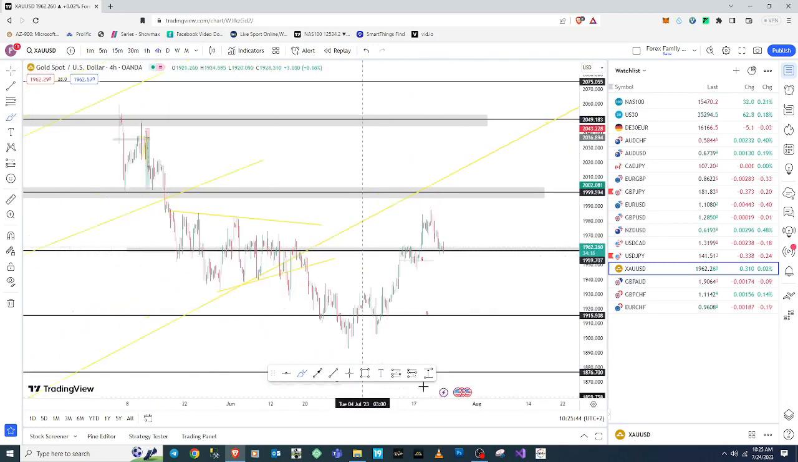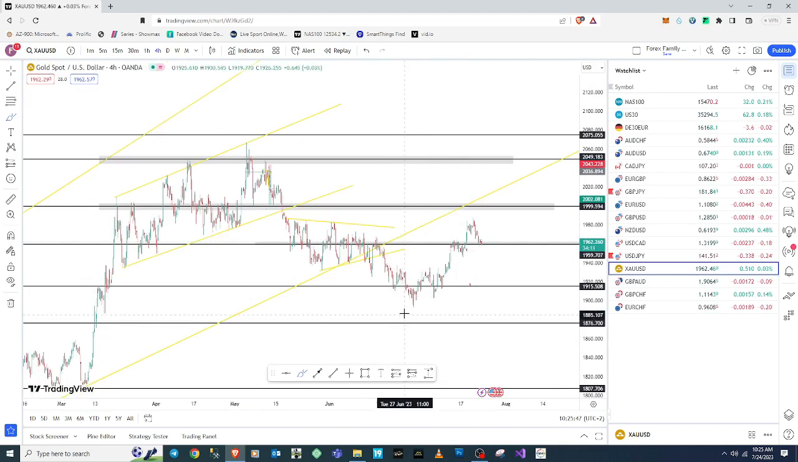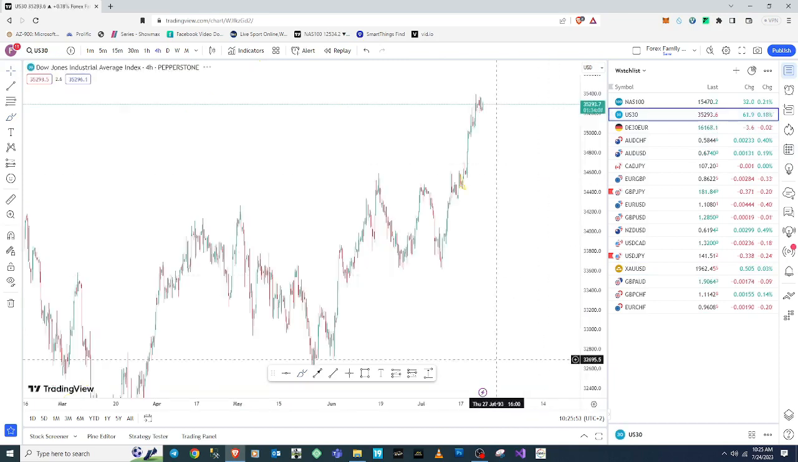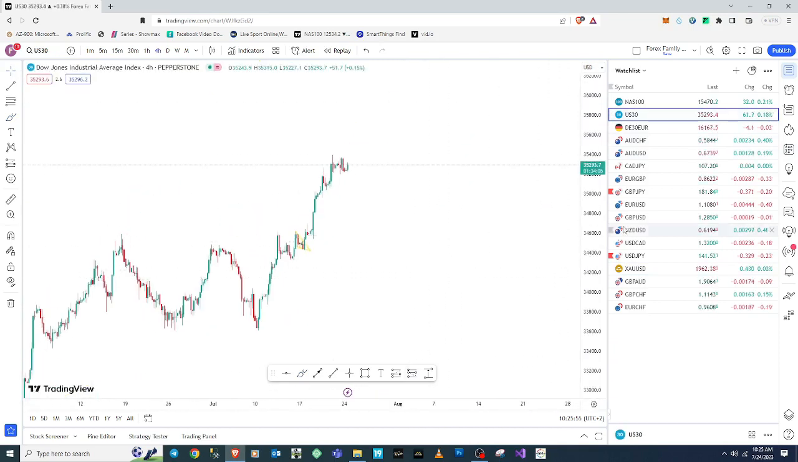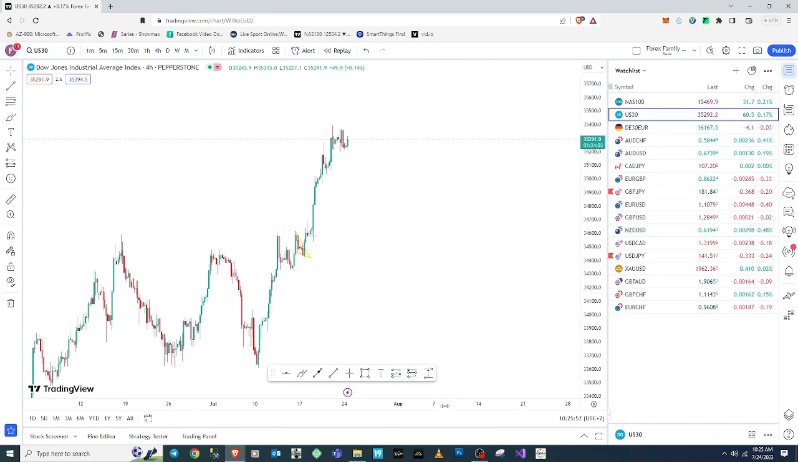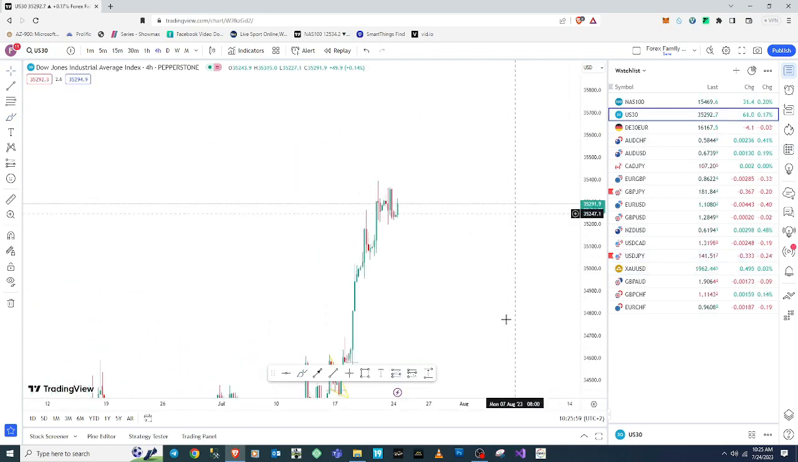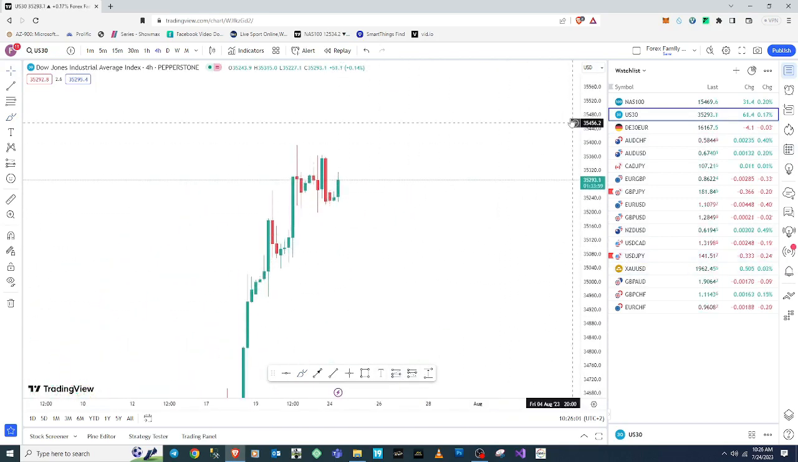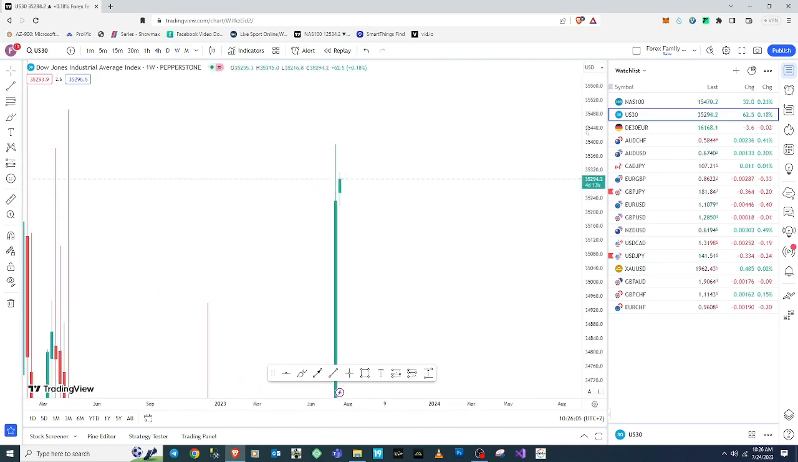So gold is basically giving us this. I think we analyzed this thing. It's still just playing around the same levels. Let me see US 30 as well. Guys, I want to make this video very, very short. US 30, I'm seeing buying zones, guys. I'm seeing buying opportunities without analyzing. I'm seeing this market trying to push to the top side, guys.